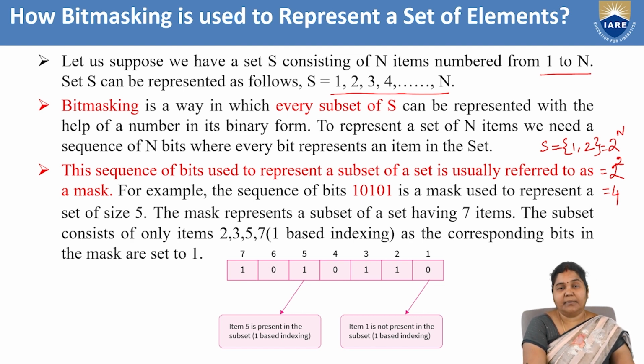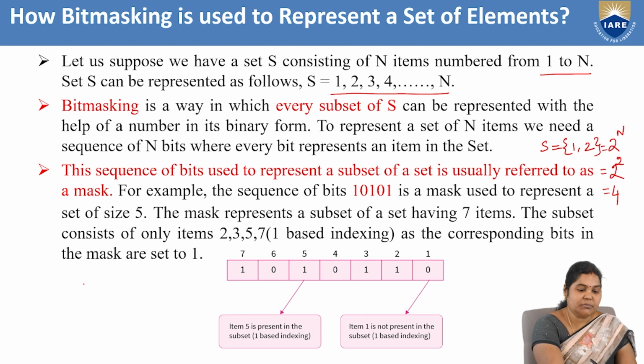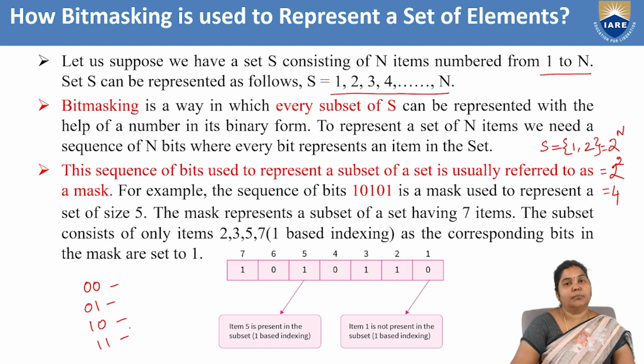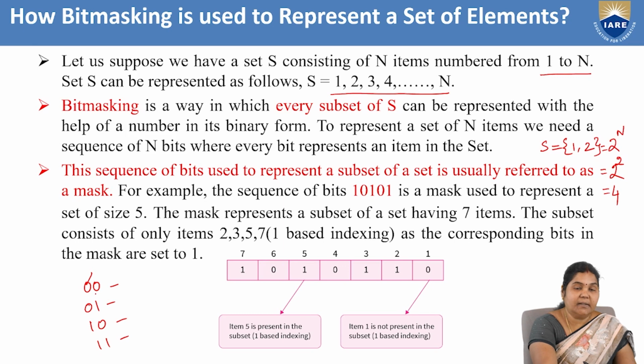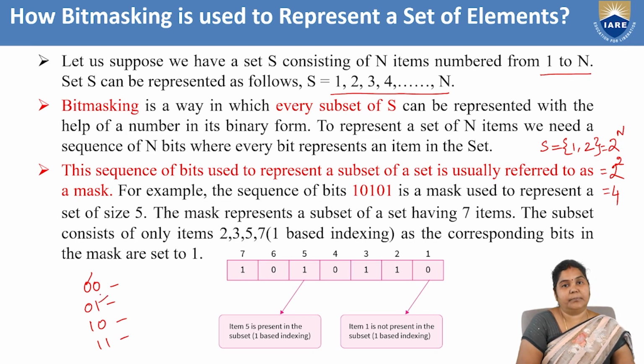Each subset can be represented through a binary number, or we call it a mask, to represent a subset of a set. Suppose 00 will represent an empty set, meaning no elements are there. The 01 mask will represent that only one element is there. 10 will represent that only one element is there, and 11 will represent that both the elements are present. So by clearing the bit or by setting the bit, we can represent that an element is present in the subset or not present in the set.